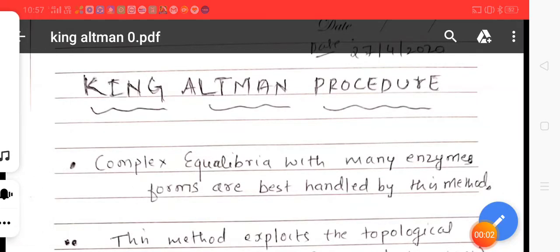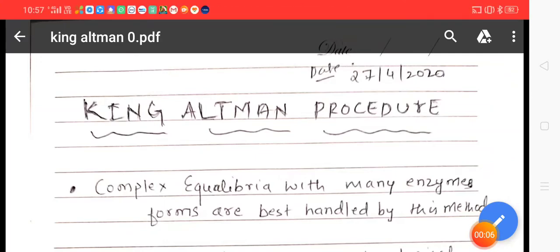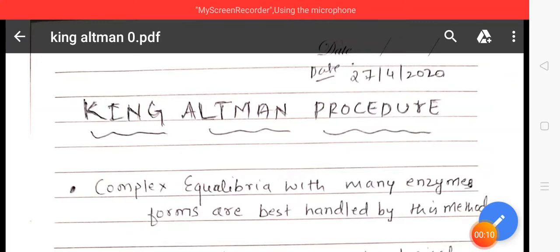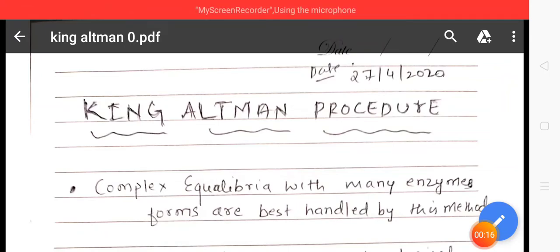So again, good morning. This is for the enzymology, enzyme kinetics class. Under that, it's the King Altman procedure. The King Altman procedure may be asked as a 7 marks question or a 5 marks question many times. So what is this procedure?